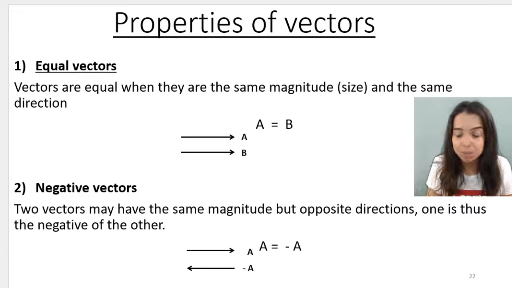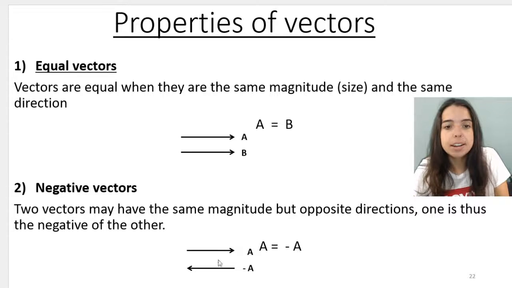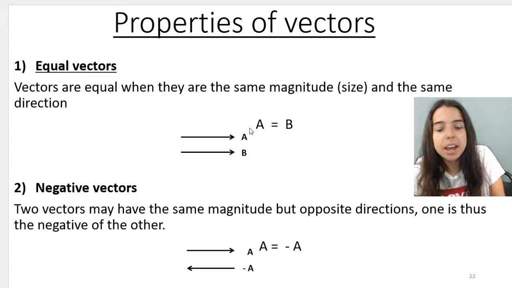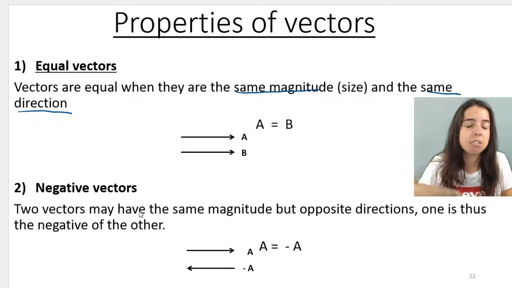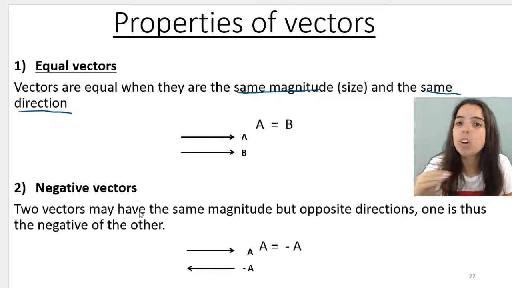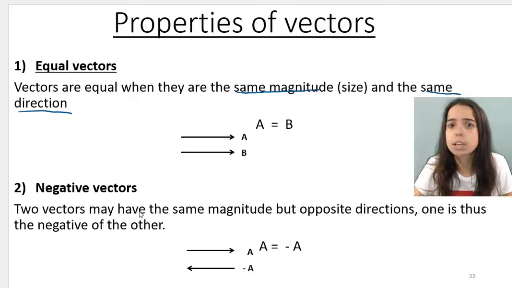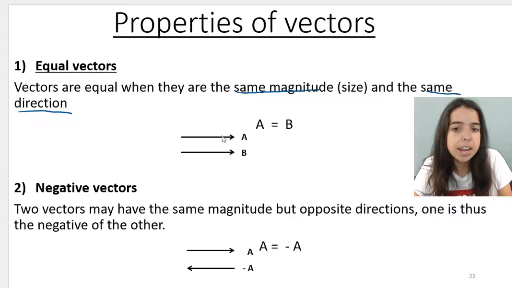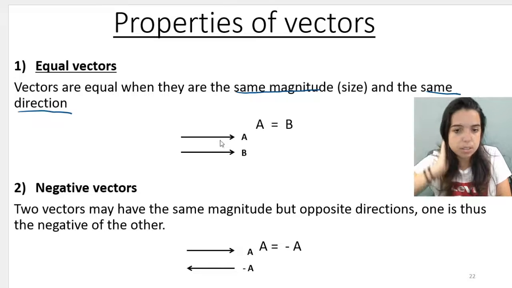and direction. So when we look at equal vectors, what we mean by that is vectors are equal when they have the same magnitude and the same direction. If they only have the same magnitude but their direction differs, they're not equal vectors. If they have the same direction and their magnitude differs, they are not equal vectors. So in this case, A and B have the same magnitude, same direction, so they are equal vectors.